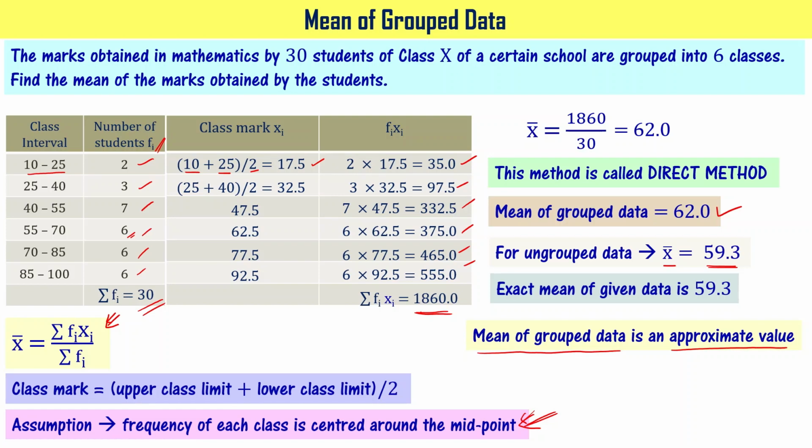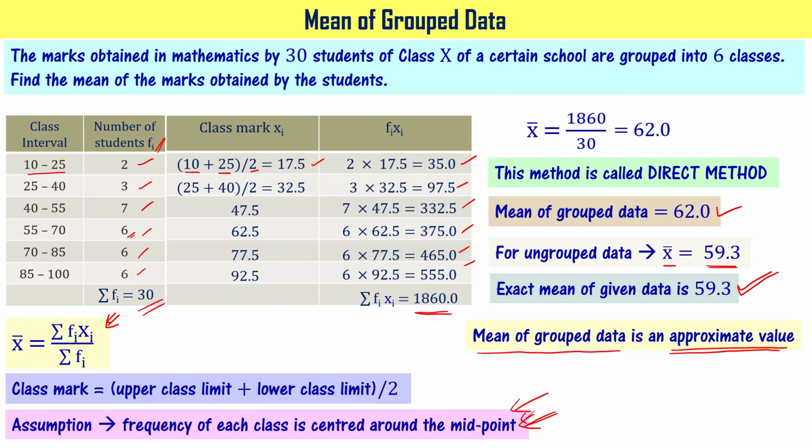Because of that, whatever value we are getting for mean of the group data is an approximate value. The exact value is going to be the one which you obtained from ungrouped data, right? Whatever values you are getting from group data is an approximate value only. The reason is that we have made an assumption that frequency of each class is centered around the midpoint. That may not be obvious and that may not be true also.